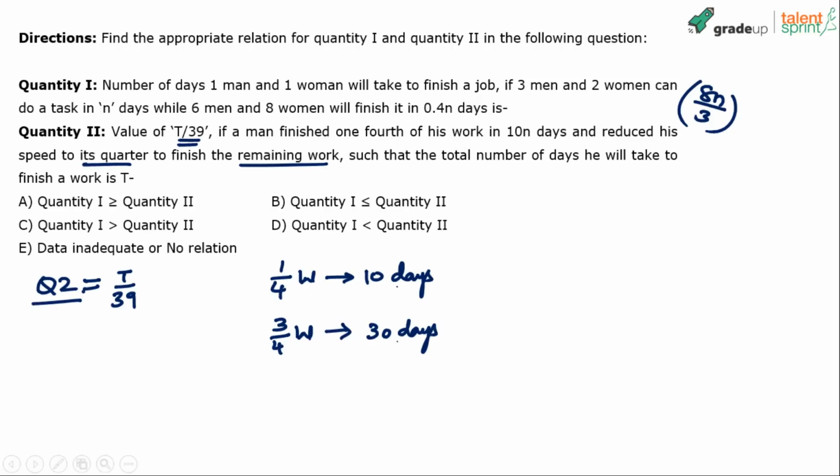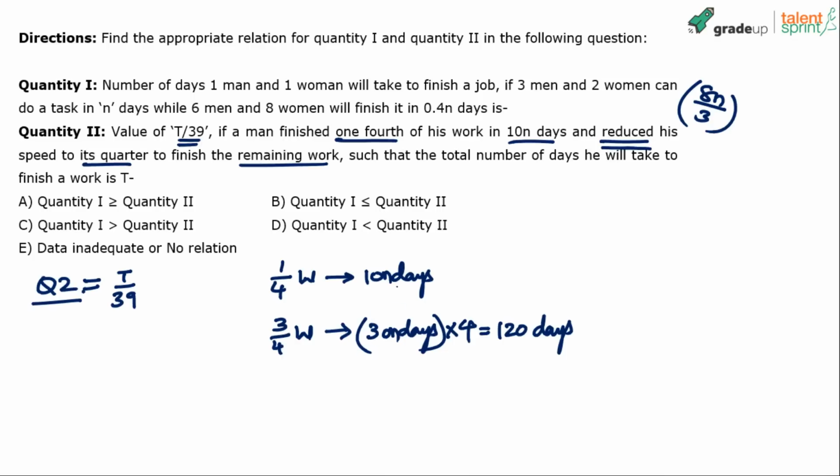But remember, the remaining work was done at a reduced speed. Reduced his speed to its quarter means he's working at 1/4 of his speed. If he's working at 1/4 of the speed, the time taken will be 4 times. So he'll take 120 days. First he finished 1/4 in 10 N days, sorry, 10 N days. So to finish 3/4, he will take 30 N days, 3 times.